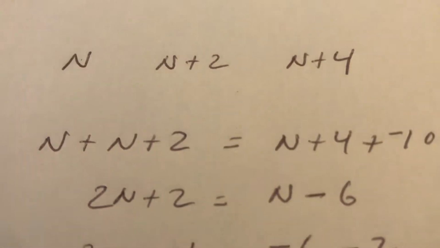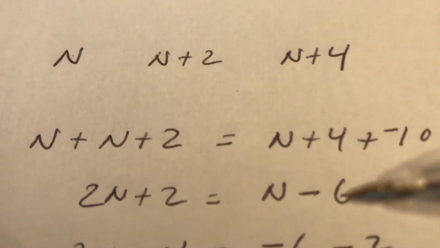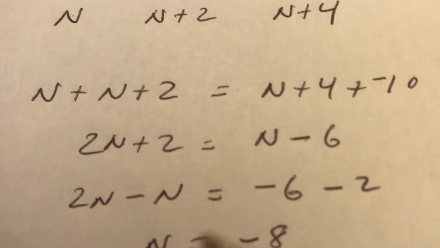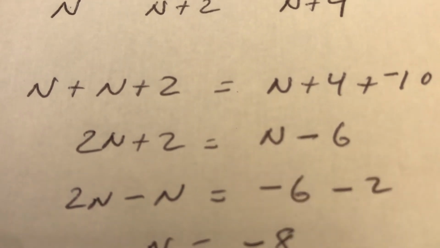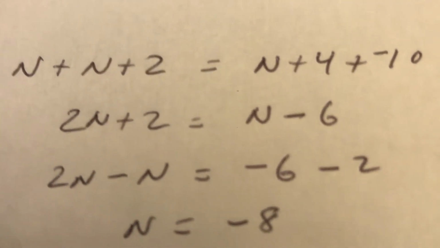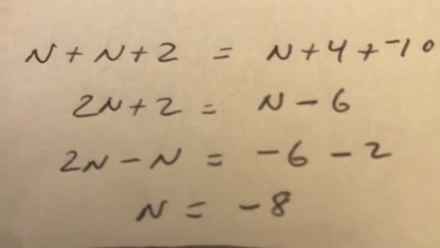n plus n is 2n. 4 plus negative 10 is negative 6. I bring the n's to one side, the numbers to the other, so I subtract n from both sides, subtract 2. So I get n equals negative 8.